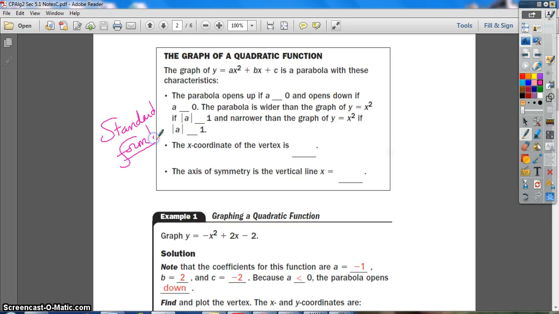Now, a parabola will open up if a is greater than 0, and it will open down if a is negative, meaning a is smaller than 0. The parabola will get wider than y equals x squared.